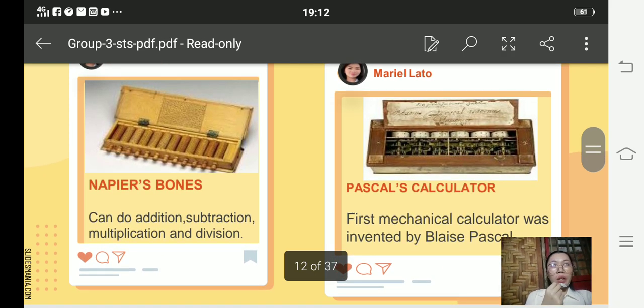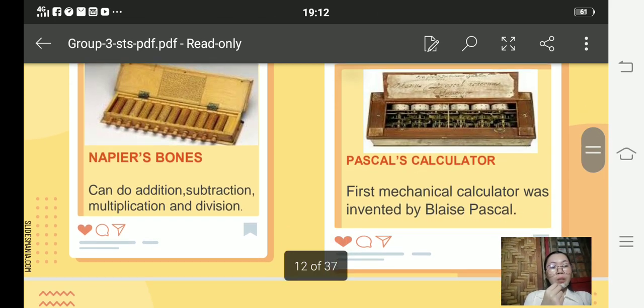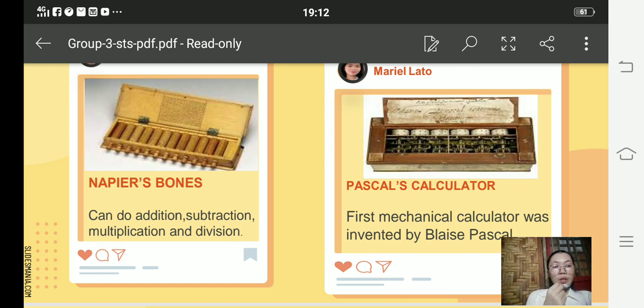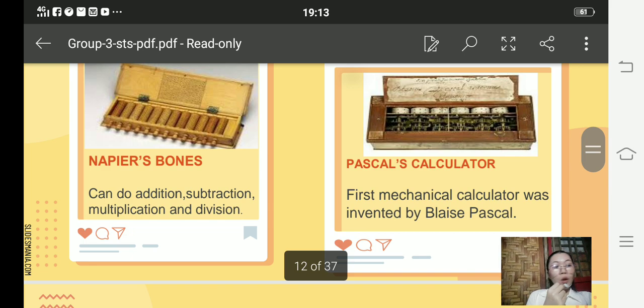Pascal calculator is the first mechanical calculator, invented by Blaise Pascal. It is also known as the arithmetic machine, designed by Blaise Pascal in the early 17th century. So, the Pascal calculator can perform addition, subtraction, multiplication, and division as well. The first Pascaline was built between 1642 and 1644.